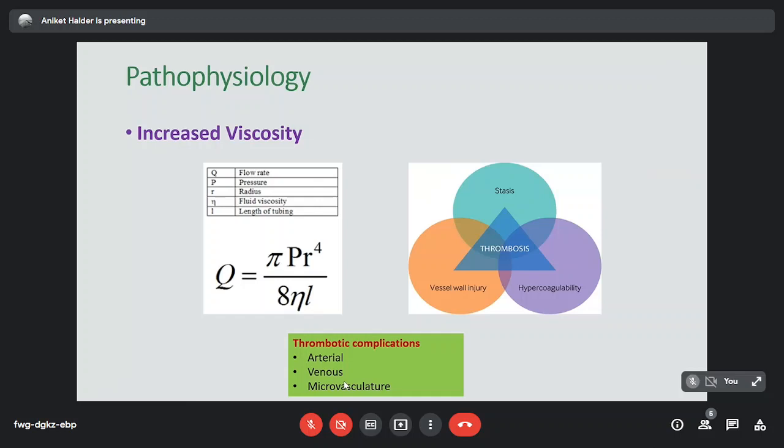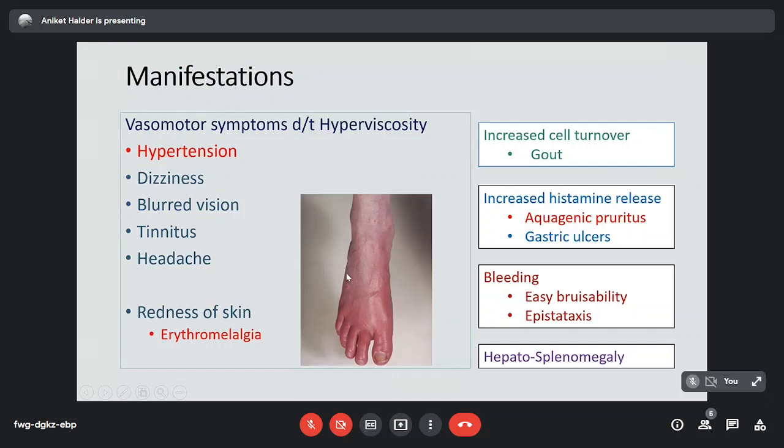This venous thrombosis may also be seen in smaller venules and veins like the hepatic veins. There have been case reports where Budd-Chiari syndrome and hepatic vein thrombosis may be the first manifestation of a Polycythemia vera. So apart from this, there may be thrombotic complications in different microvasculature. So apart from the thrombotic complications, there are different vasomotor symptoms due to this hyperviscosity.